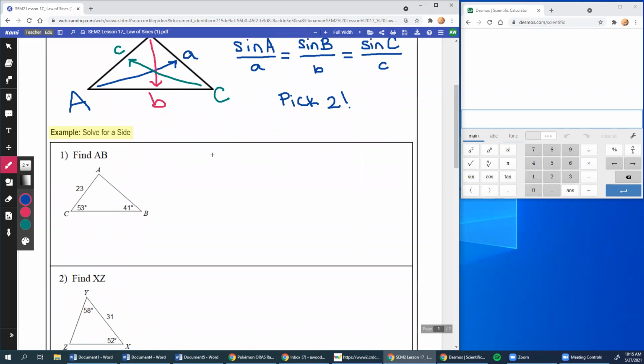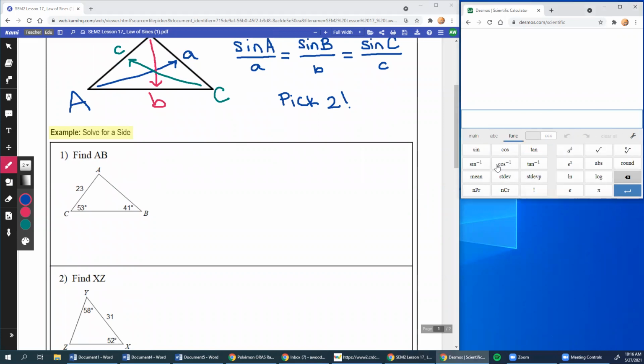So we're going to be using our sine function on our calculator. As you can see, I have a calculator pulled up right here. We're also going to be using the inverse sine function as well. All right, so we're going to start off nice with solving for a side.